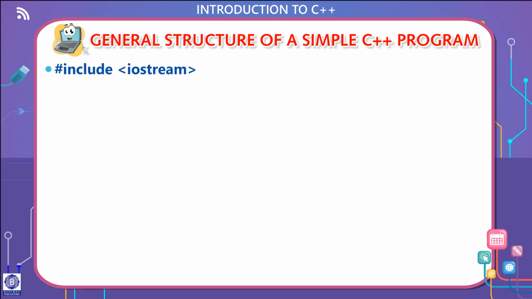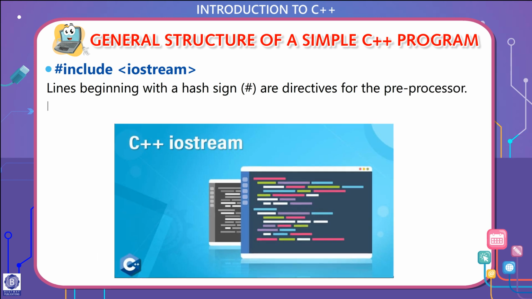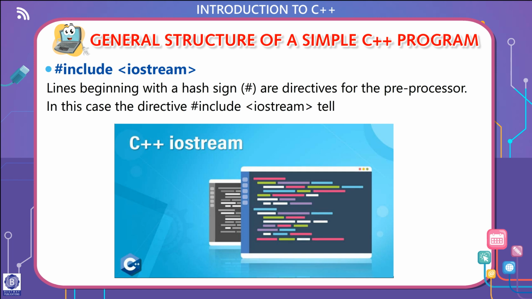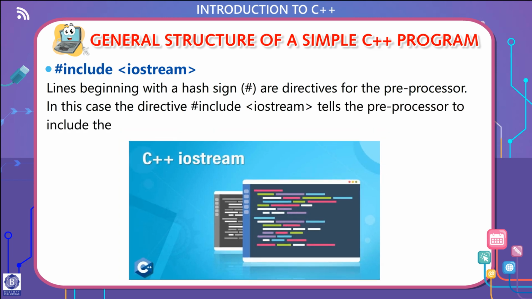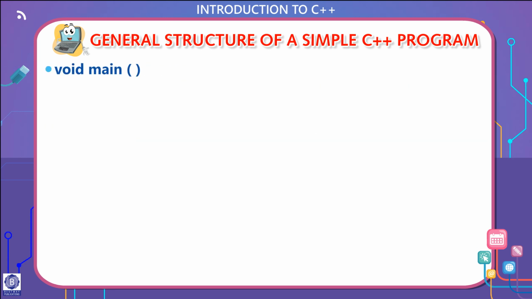#include <iostream>. Lines beginning with a hash sign are directives for the preprocessor. In this case, the directive #include <iostream> tells the preprocessor to include the iostream standard file, collectively called header files.